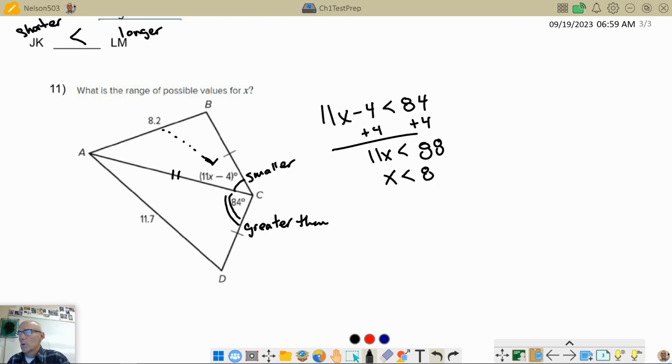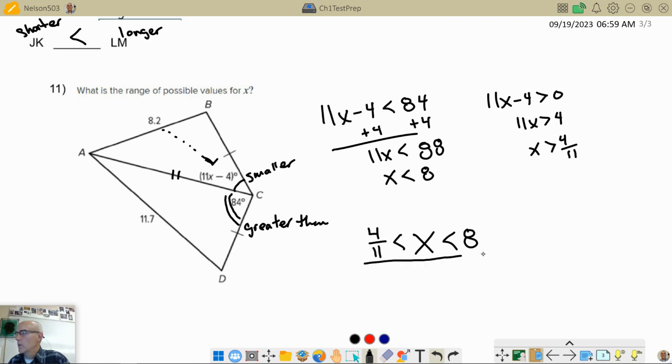Now, wait a minute. It says, what is the range of possible values for x? Oh, okay. So I'm with you here. We got x is less than 8. But this has to be something. Like 11x minus 4 can't be 0 because we've got an angle there. I can see it. 11x minus 4 has to be greater than 0. So if I add 4 to the other side, I get 11x has to be greater than positive 4. I divide by 11, x has to be greater than 4 elevenths. I know that's a weird number, but that's the best I can do. So x has got to be greater than 4 elevenths. This is probably the best way to write your inequality down.